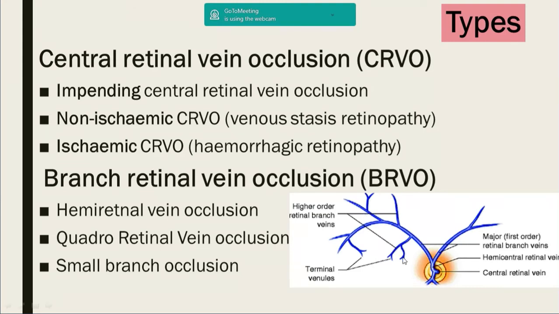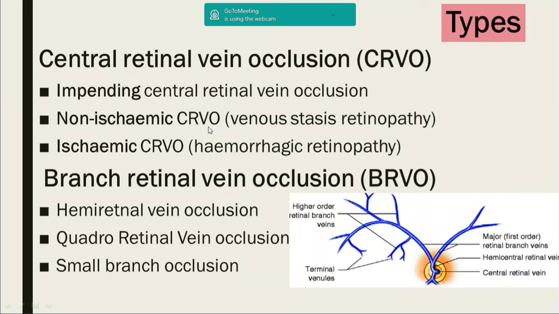So venous occlusions can be at various levels. If it is at the central retinal vein level, then it causes central retinal vein occlusion features. If it is at the hemicentral retinal vein, then it causes hemiretinal vein occlusions. If it is at the level of the branches, then it causes branch retinal vein occlusions. So you need to understand the anatomy of the veins to understand where you will see the features and why it is only seen in that area.